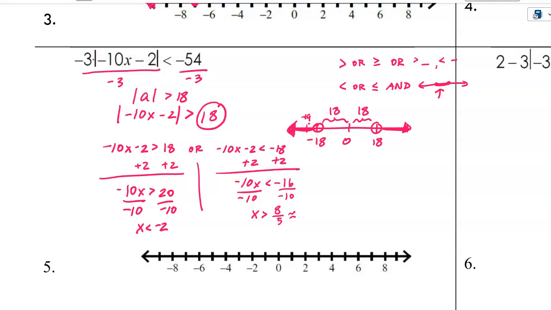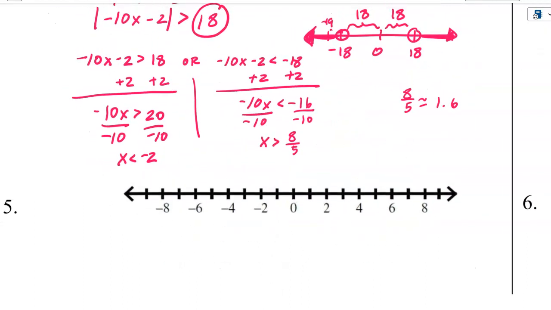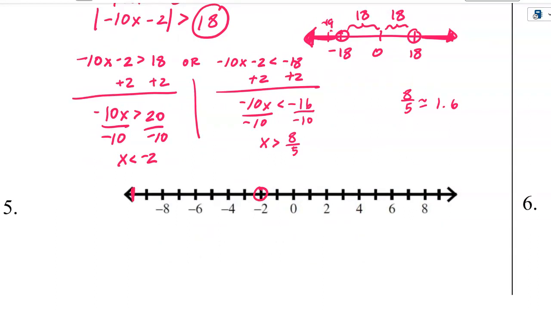8/5 is roughly 1.36, somewhere around there. Okay. So our answer, let's go ahead and graph it. We're going to start at -2. It's all the numbers here. And then 1.6 is going to be somewhere here, and it's going to be all the numbers there. Okay.